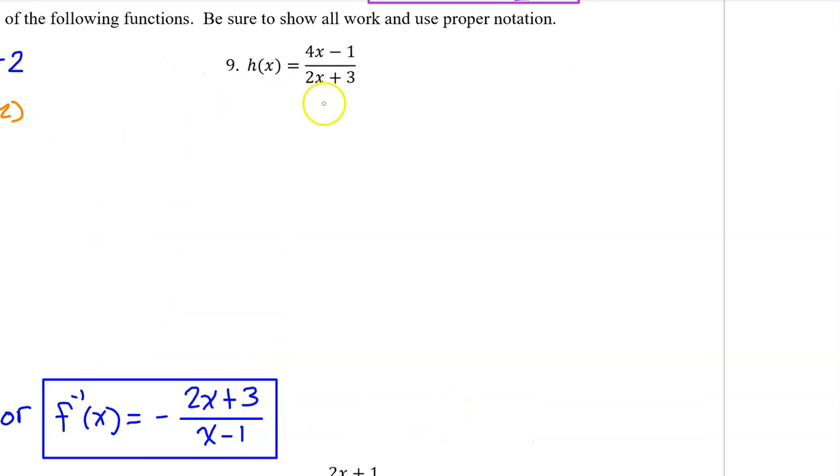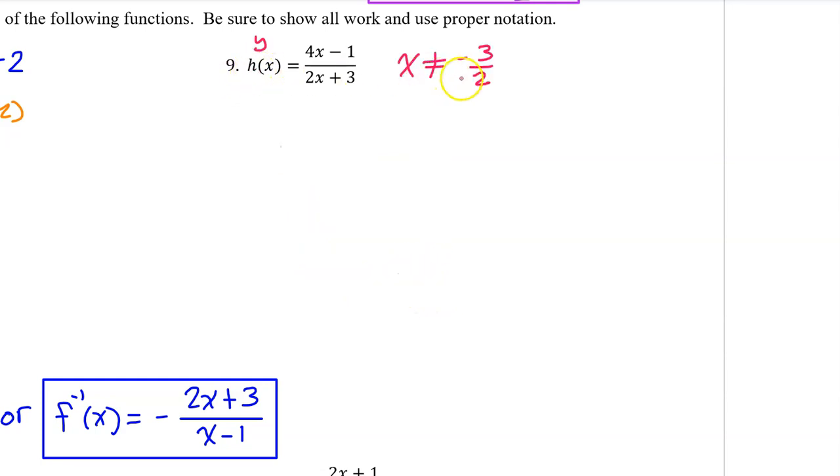Let's find the inverse function for h of x. Let's begin by stating the restrictions. 2x plus 3 cannot equal 0. We can't divide by 0. Subtracting 3 from both sides tells us that 2x cannot equal negative 3. And dividing both sides by 2 tells us that x cannot equal negative 3 over 2.